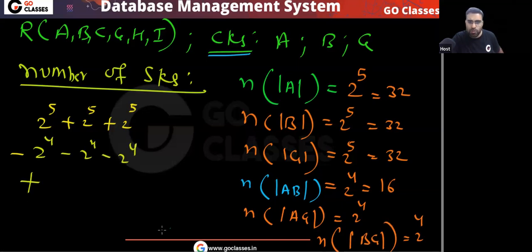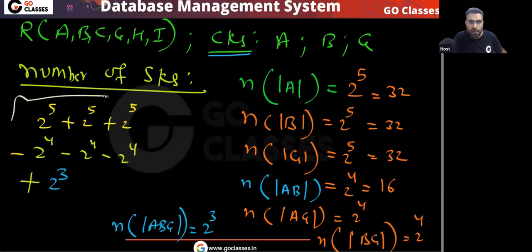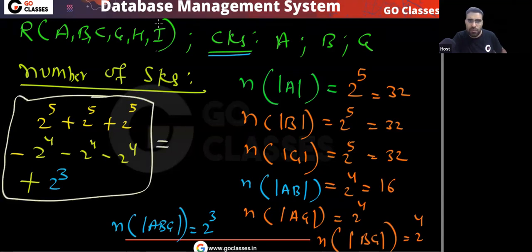Plus how many supersets of ABG? That is your 2 power 3. So plus 2 power 3. This will be your final answer. Understood? Can anyone calculate and tell me what this final value is? That will be 56. So 56 super keys will be there.